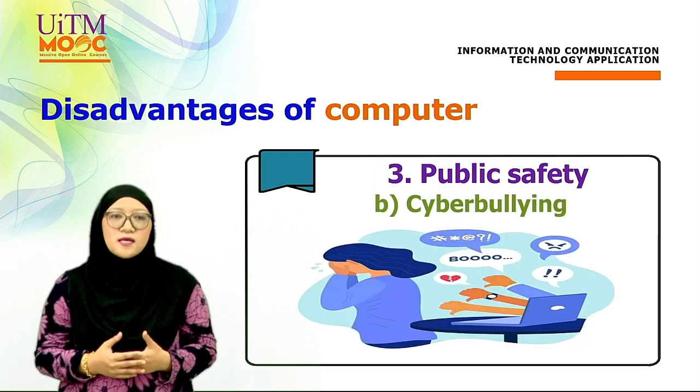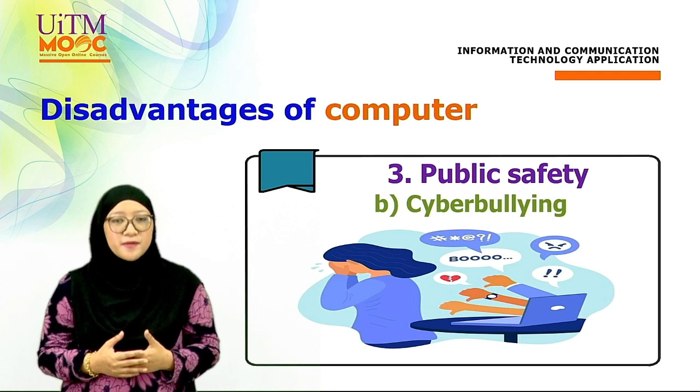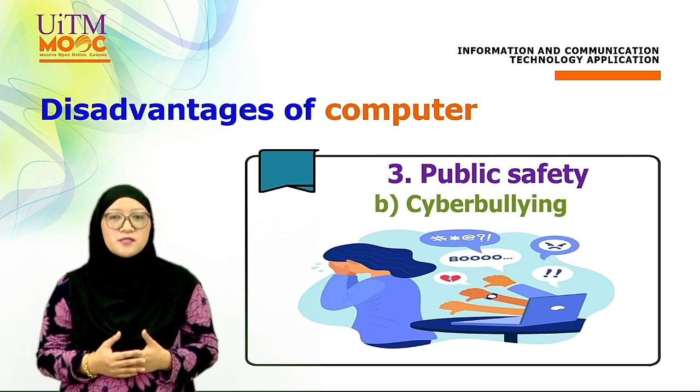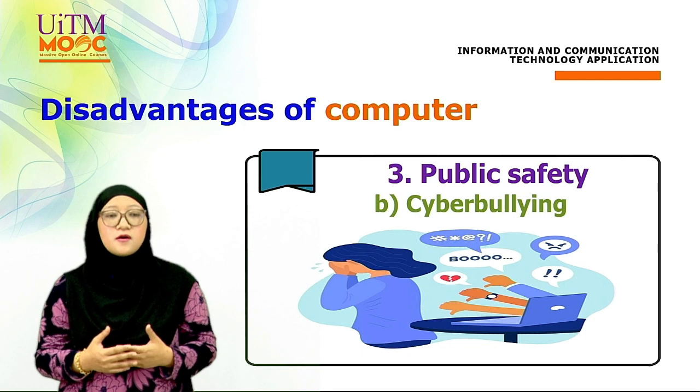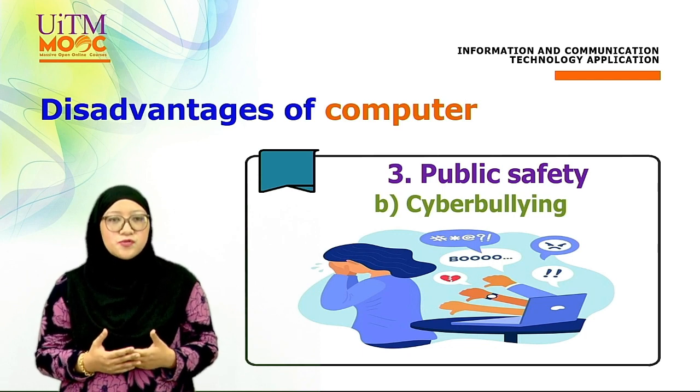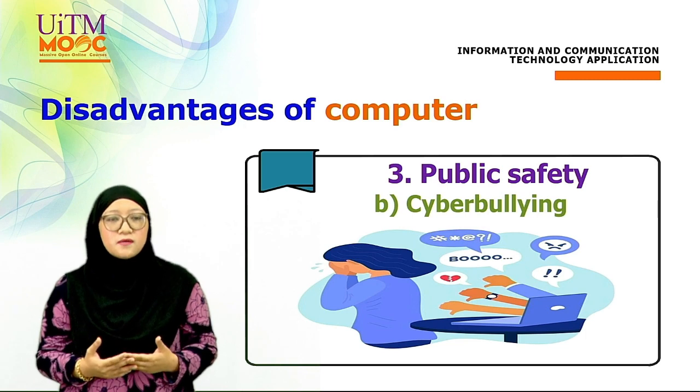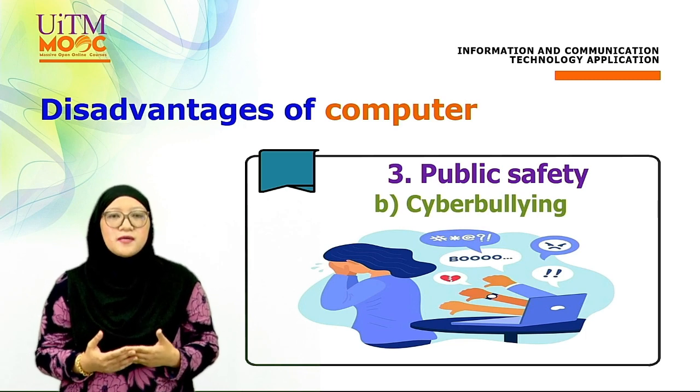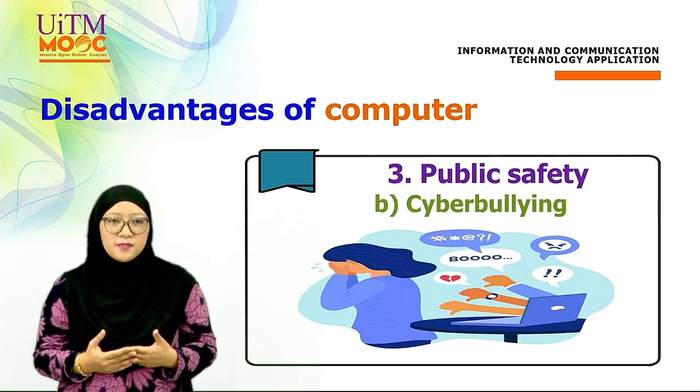Next, there is cyberbullying, which happens when personal information shared on social media or online platforms is used to harm individuals through online harassment, stalking, or threats. This can really affect a person's mental and emotional well-being.